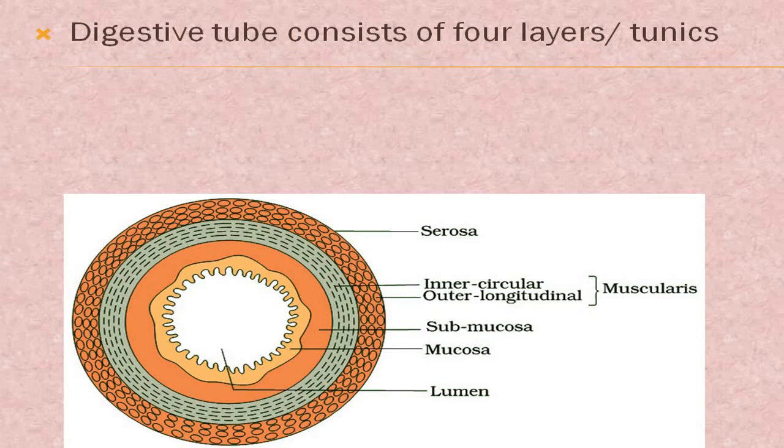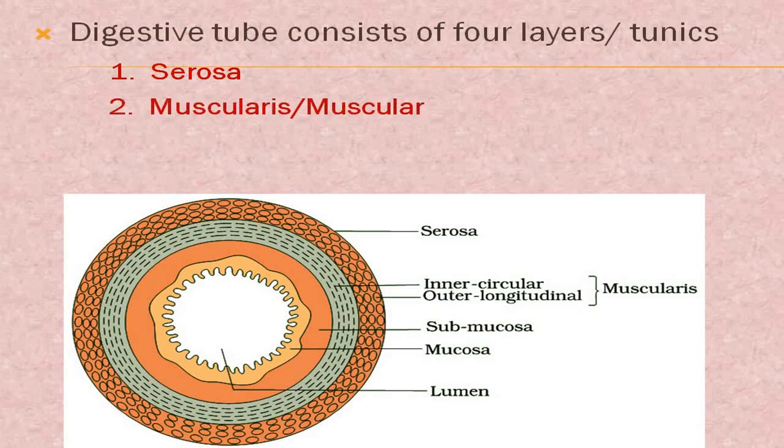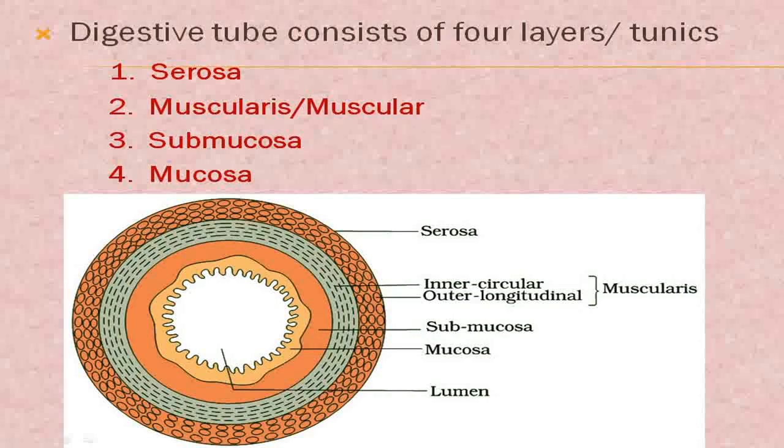The wall of the alimentary canal consists of 4 layers or tunics. Outermost is serosa, also known as visceral peritoneum. Number 2 is muscularis or muscular. Number 3 is submucosa, and the innermost is mucosa. As you can see in this figure, this is a transverse section of the digestive tract. The outermost is serosa or visceral peritoneum.